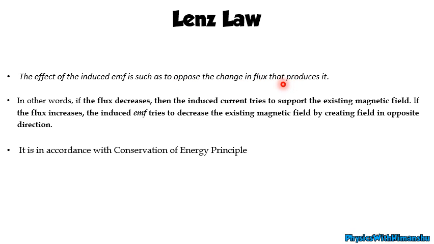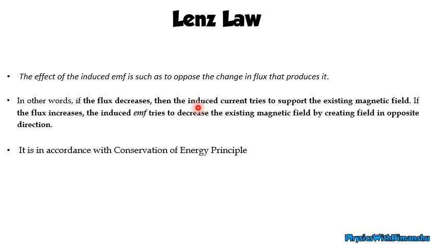So what is the meaning of Lenz's law? If you try to increase magnetic flux through a coil, then the current will flow in such a way that the flux will decrease. And if you try to decrease flux through a coil, then the current will flow in such a way that the flux will increase. So induced EMF will be in such a direction that it will oppose the change in flux. If the flux is increasing, the induced EMF will try to decrease it, and if the flux is decreasing, the induced EMF will try to increase it. Lenz's law is in accordance with the conservation of energy principle. So this is basically a definition.